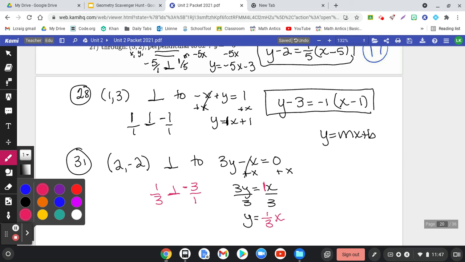So now we can write our equation. Y minus the y value in your point equals your slope, negative 3, times x minus the x value in your point. But instead of leaving it like that, remember, we'll just change this to a plus. So y plus 2 equals your slope times x minus 2.